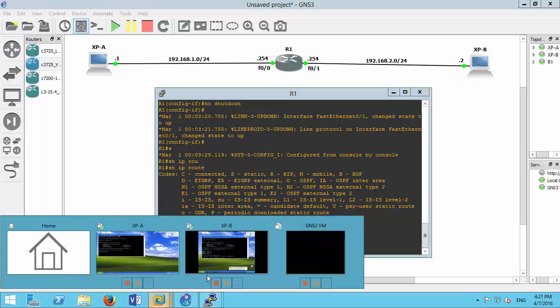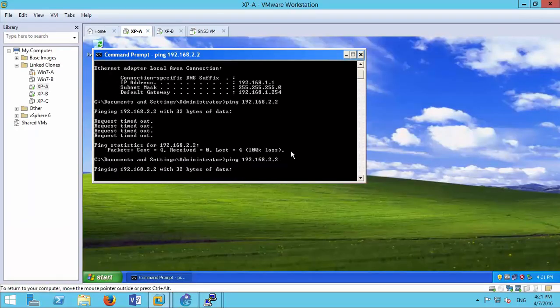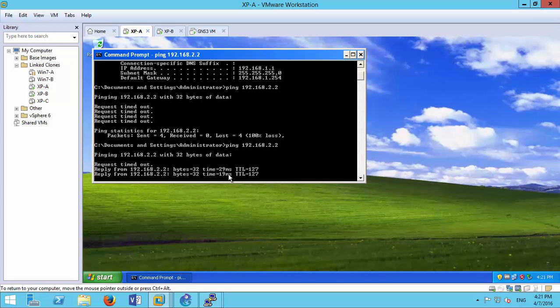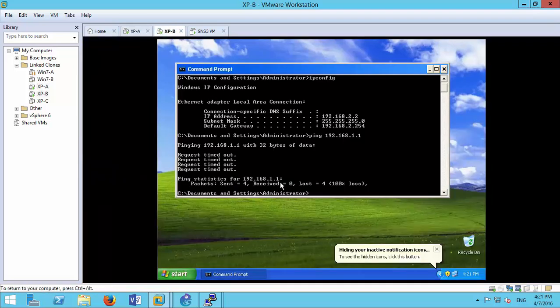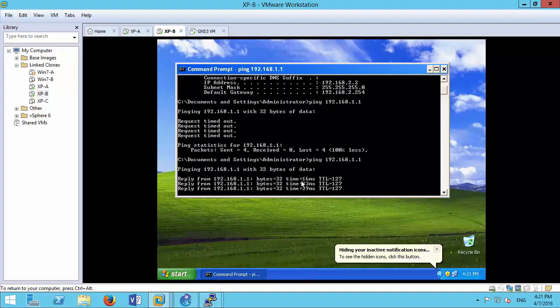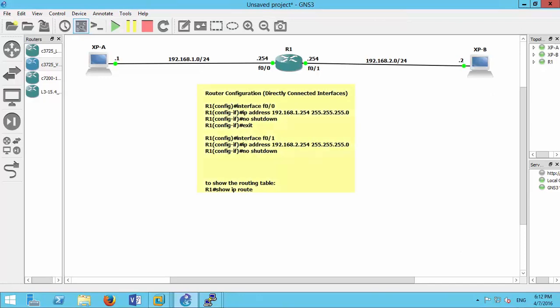Let's see if we can ping from XPA to XPP now. Yes, excellent. The ping is working now. And now the two networks are connected. Great. And here is a summary of the configuration I used today to configure our router.